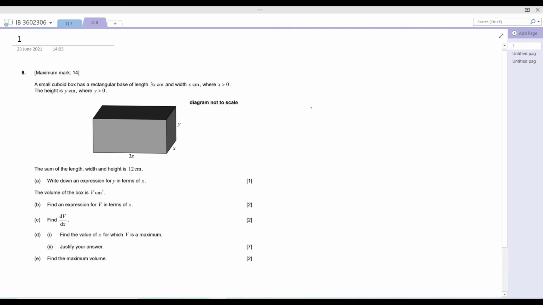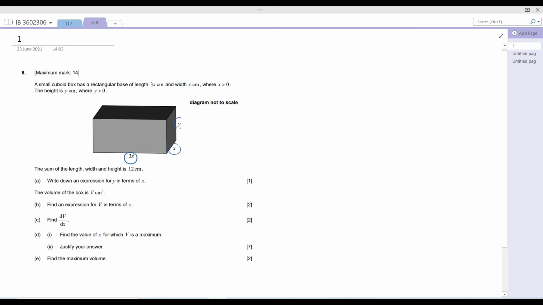Okay, so the question is, a small cuboid box has a rectangular base of length 3x centimeter and width x centimeter, where x is greater than 0, and the height is y centimeter, where y is also greater than 0. Obviously x and y must be greater than 0 to form a cuboid. So now this is 3x, this is x, and this is y.